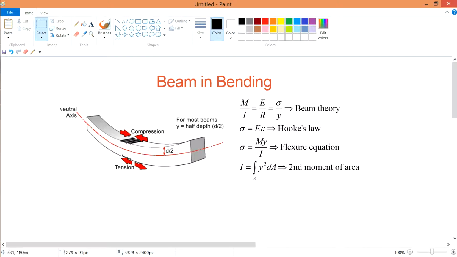And for a beam in bending, you have a neutral axis that is in between. At the top you have a compression when you bend, and at the bottom you have a tension, stretching. And we're going to use this concept and see how we build on things.